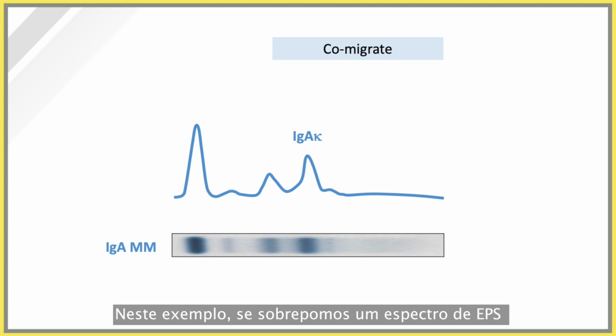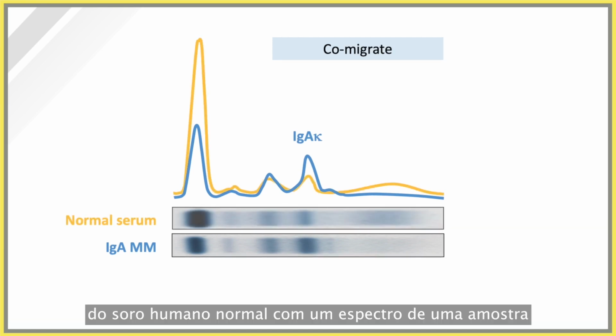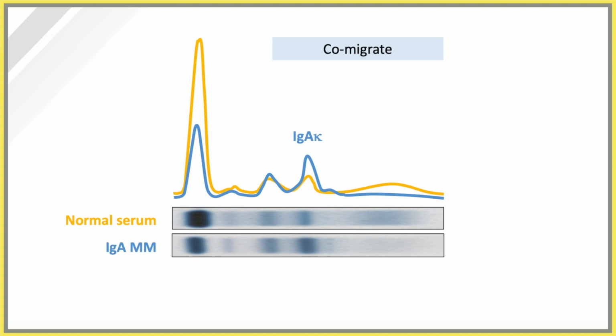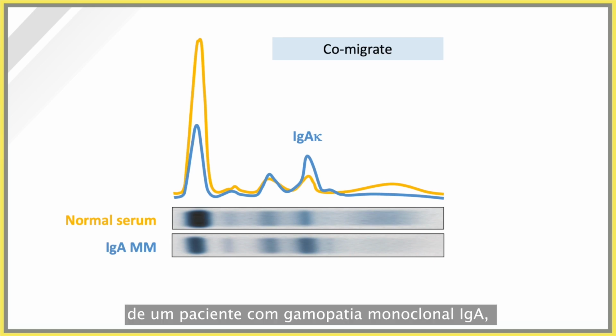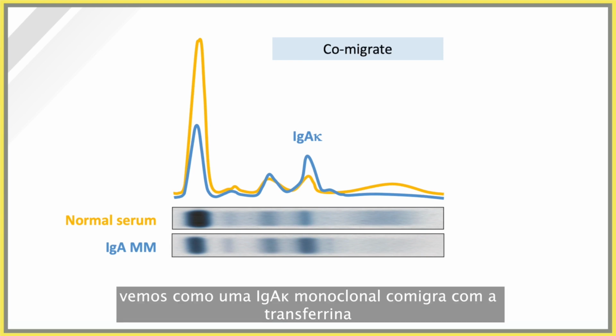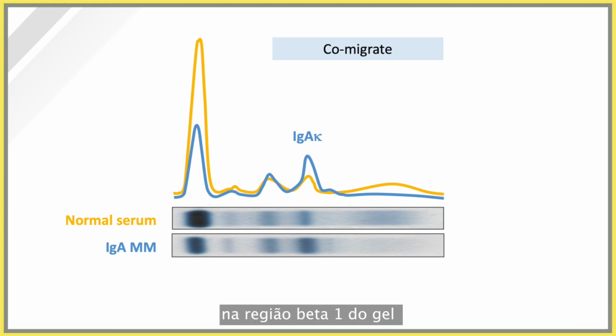In this example, if we overlay a SPE spectrum from normal human serum with a spectrum of a sample from an IgA monoclonal gammopathy patient, we see how monoclonal IgA kappa co-migrates with transferrin in the beta-1 region of the gel. Therefore, accurate quantification of the IgA kappa protein by SPE or CZE is challenging.